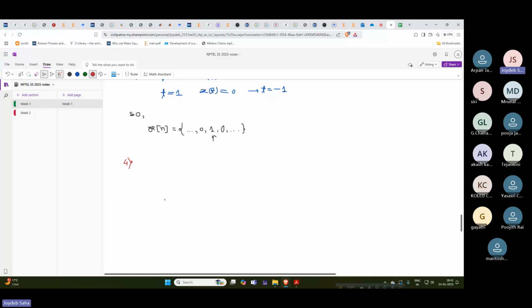Two signals are given, discrete time signals. Okay, and we had to perform some arithmetic like sum and multiplication, etc. Okay, so let us try to solve. Two signals are given, x1[n] and x2[n]. This is x1[n].